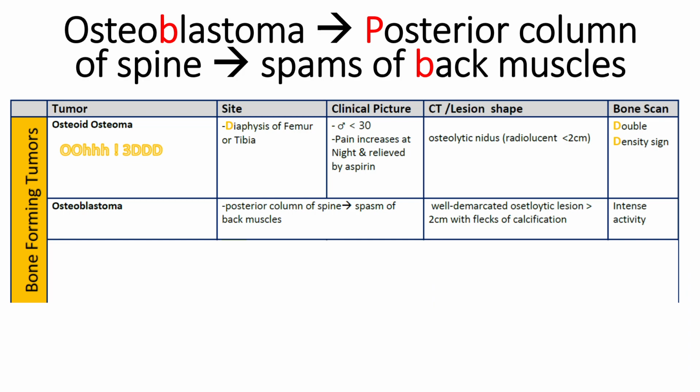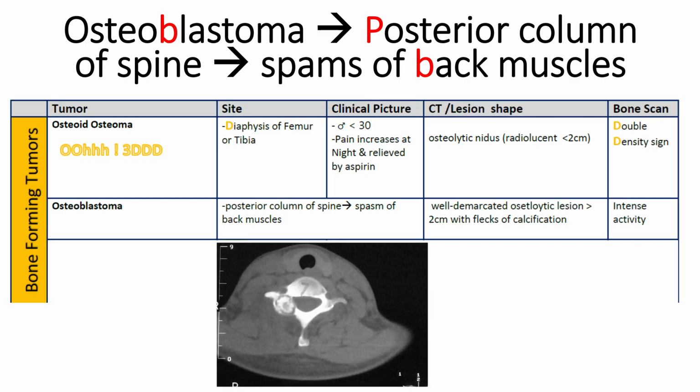Now let's move to the osteoblastoma. Osteoblastoma contains the letter B, which refers to two important pieces of information, also with the letter B. Osteoblastoma affects the posterior column of the spine, and this usually results in spasm of the back muscles, so we have BPB. The lesions are usually well demarcated osteolytic lesions, as you can see here.